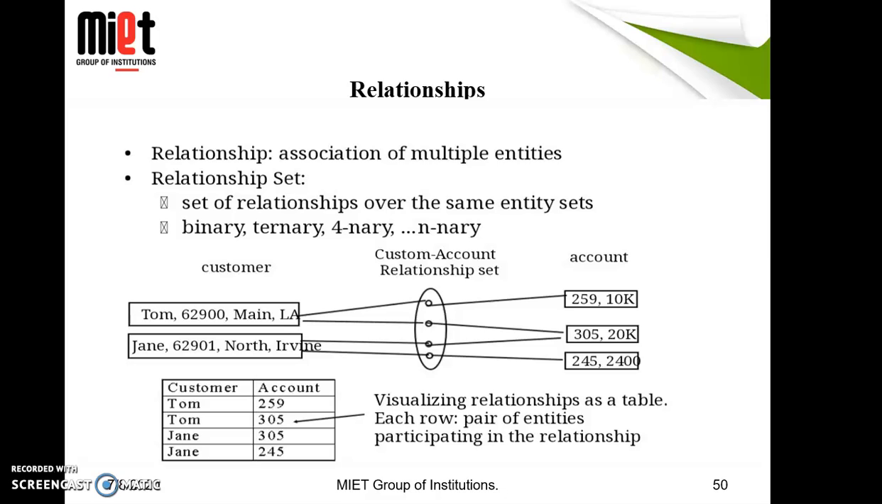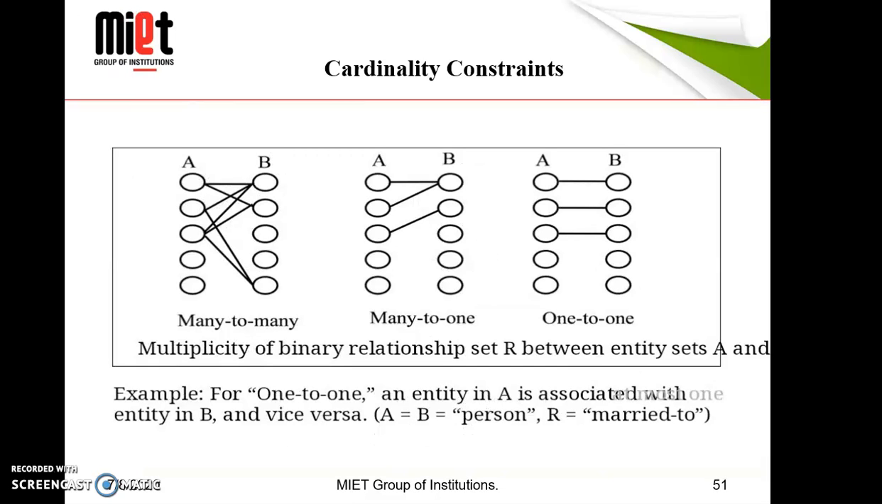Like a customer has a relationship with the account. So it maps the customer with the account, customer and account number. So we can visualize a relationship as a table, with pairs of entities participating in the relationship. Cardinality constraint is also called the types of mapping. What is cardinality constraint? It expresses the association among the several entities. There are four types: many-to-many, many-to-one, one-to-many, and one-to-one.